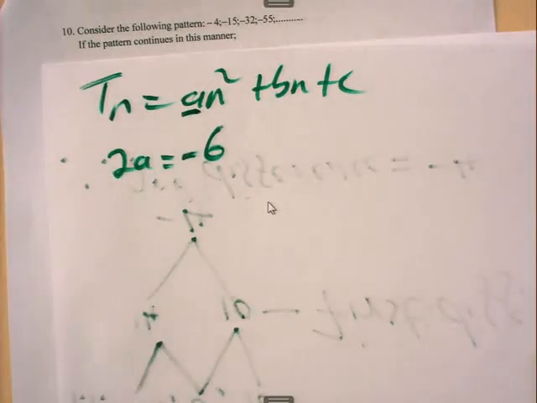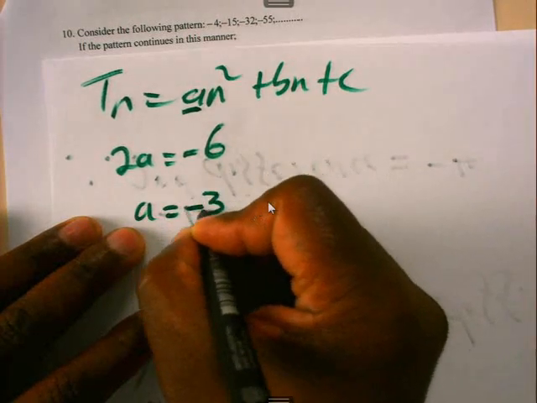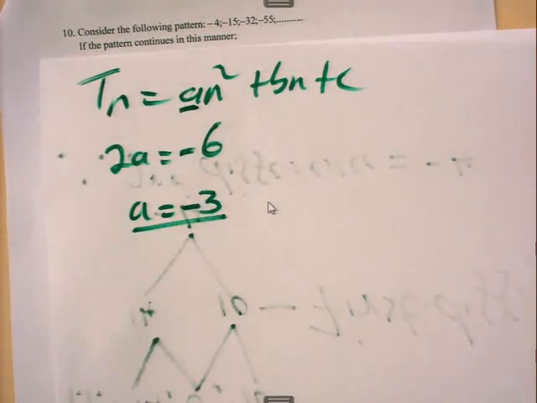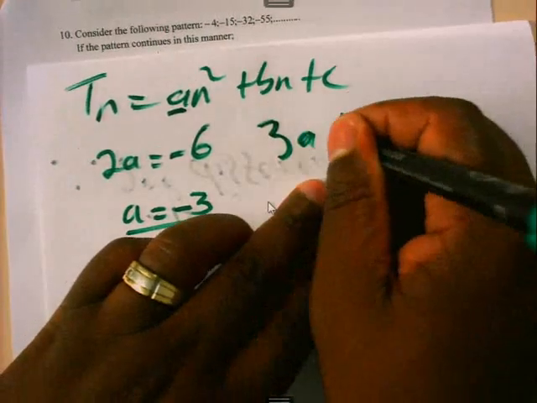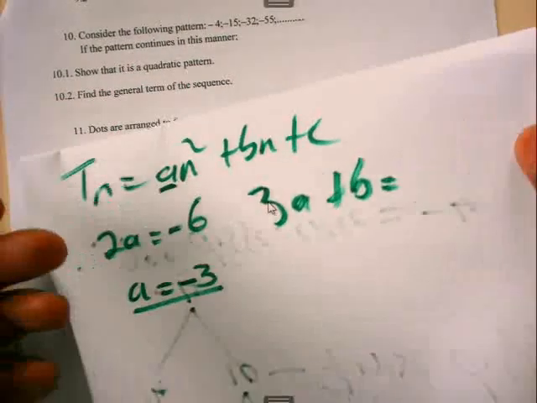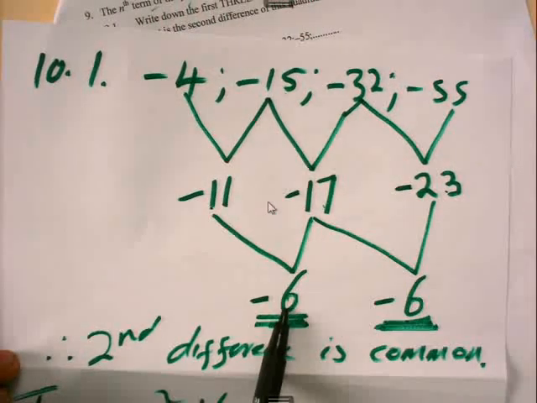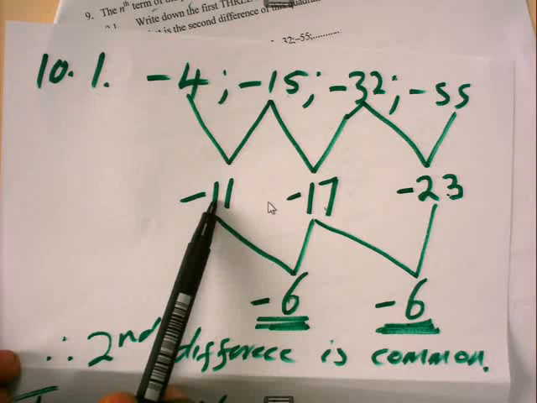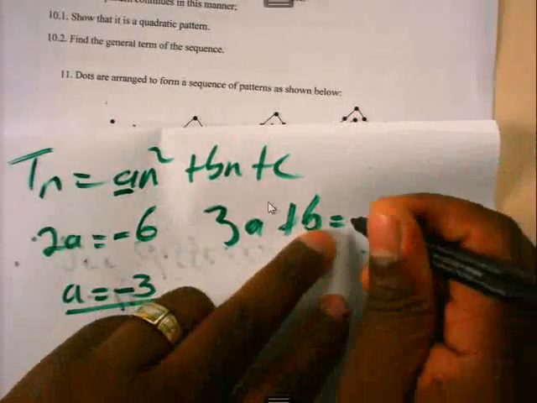So divide both sides by 2. Therefore, a is equal to -3. I hope it's clear, that one. How do we determine the value of b? We said 3a plus b is equal to the first term of the first difference. The first term of the first difference here is -11. So 3a plus b is equal to -11.